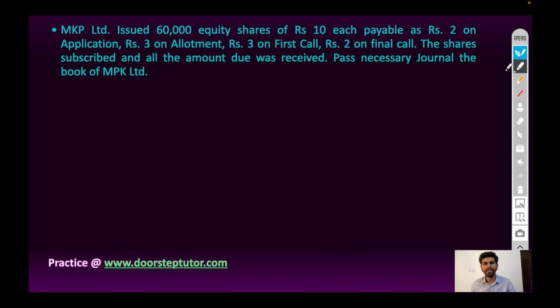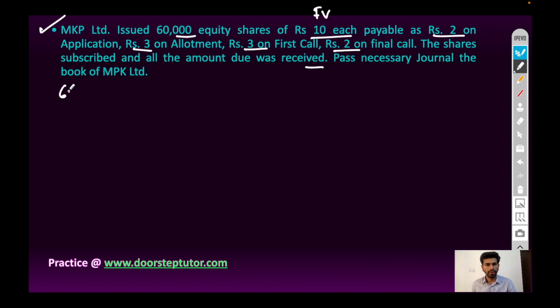Now let's understand the concept with a practical example. NKP Limited issued 60,000 equity shares of 10 rupees each. 10 rupees is the face value per share, payable as 2 rupees on application, 3 rupees on allotment, 3 rupees on first call, 2 rupees on final call. The shares were subscribed and all the amount due was received. Pass the journal entry in the books of NKP Limited.